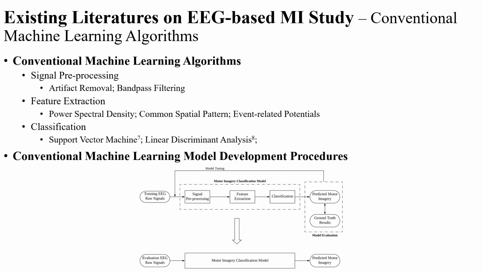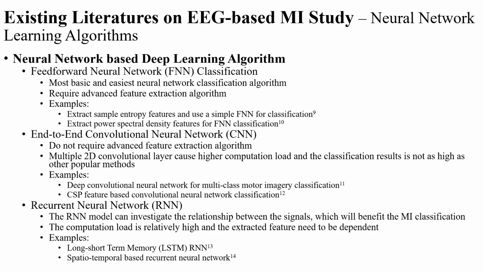We did the literature research of the conventional machine learning algorithm on the EEG-based MI study. Here is a procedure diagram showing the procedure of the conventional machine learning algorithm. And we also did the neural network learning algorithm research, which uses the feed-forward neural network classification, the end-to-end convolutional neural network, and the recurrent neural network.